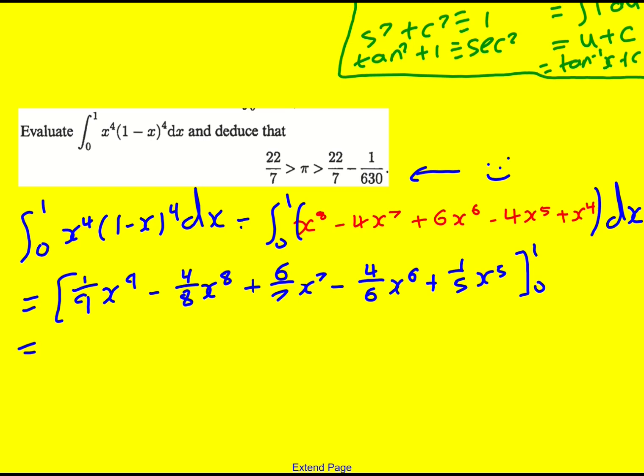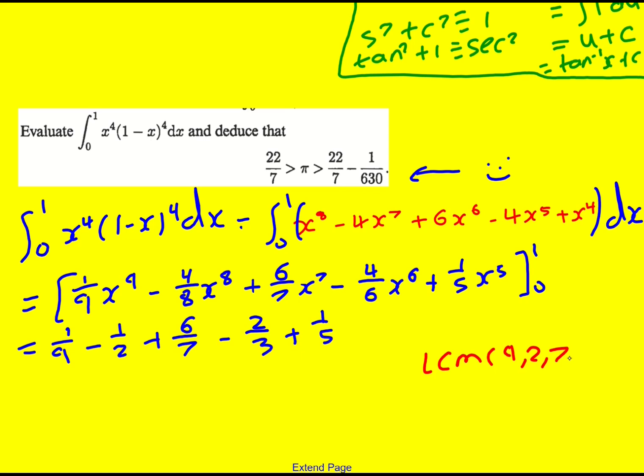Hey, we're looking to get 1 over 630 or minus 1 over 630. So the lowest common multiple of 9, 2, 7, 3, and 5 is actually just going to be the lowest common multiple. We can just ignore the 3 because 3 goes into 9. And then these are all co-prime. They don't share any common factors. So it's going to be 9 times 7 times 2 times 5. I did it in this order because this is just 10. This is 63. And we get 630.